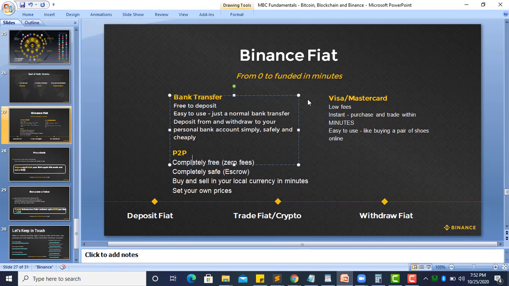So those are the methods you can use to fund and buy Bitcoin, Ethereum, Tron, any currency you want to trade. You want to exchange your naira for it using the Binance Exchange.